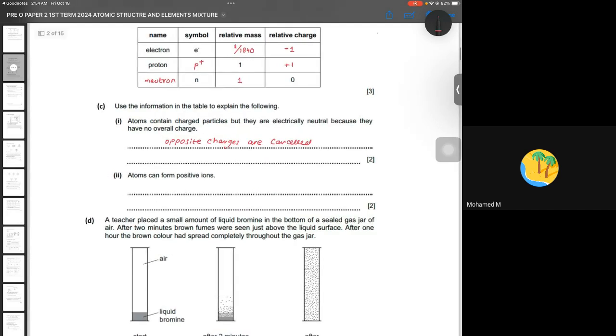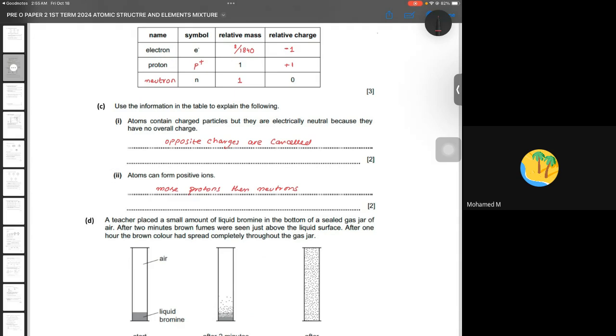Atoms can form positive ions. Basically, when an atom loses an electron to gain a full outer shell, they form a cation. More protons than electrons, so you can say it would be a positive ion.